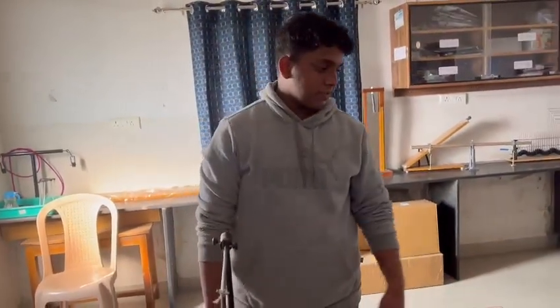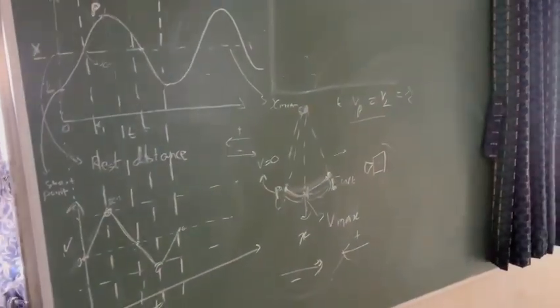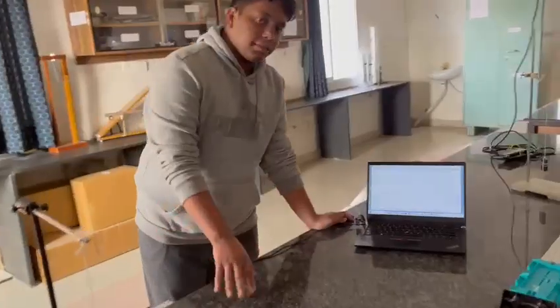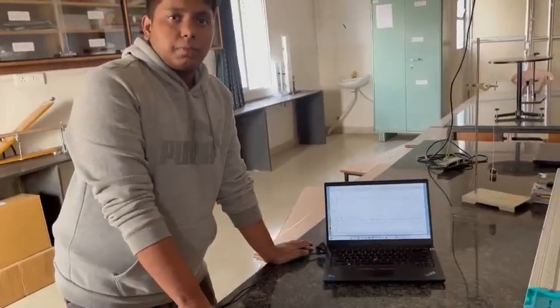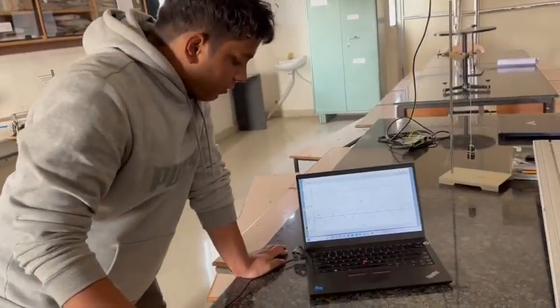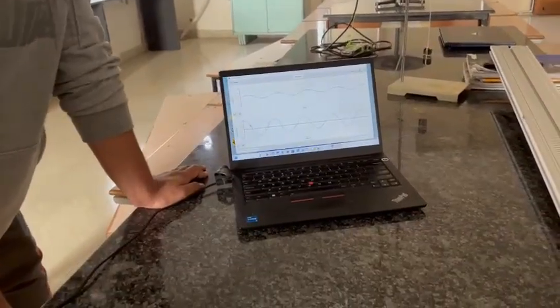So as you can see, the graph that I have drawn and the graph that has been produced are exactly the same. So we can conclude that that is how the velocity time and the position time graph changes. Now we can see there are some other details that we can find out from here. That is the frequency, time period, and the amplitude.